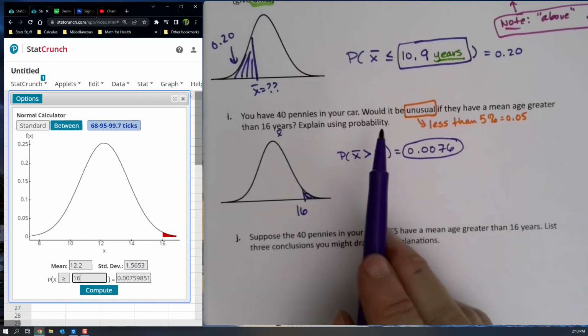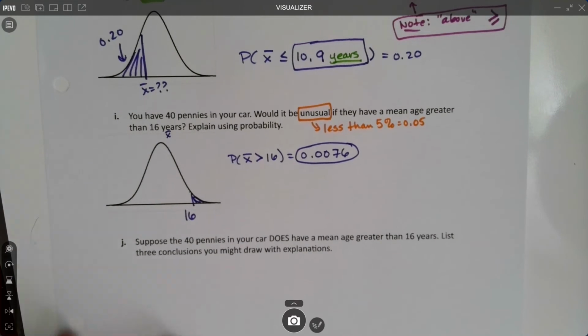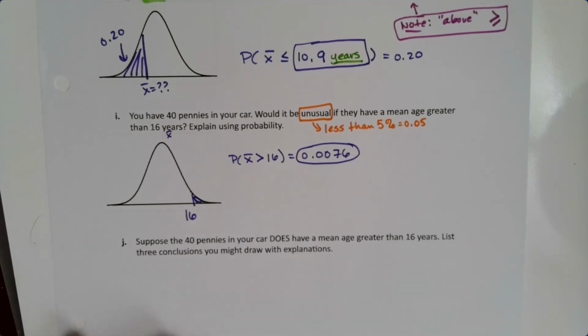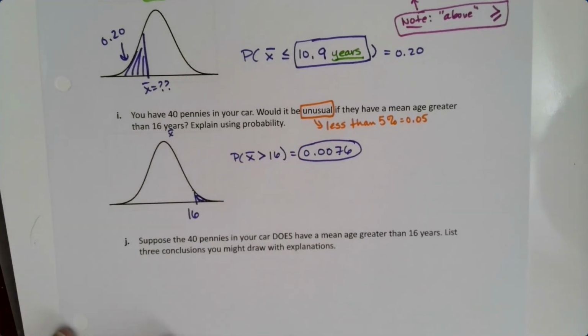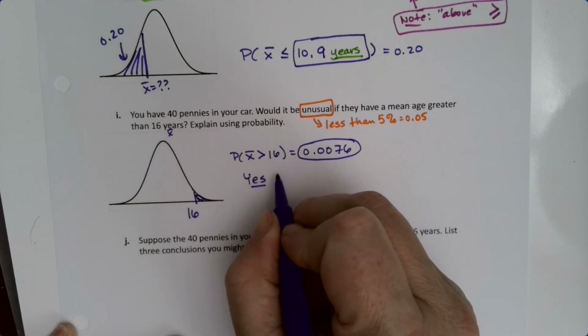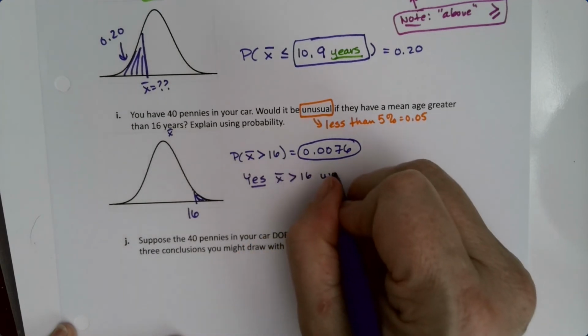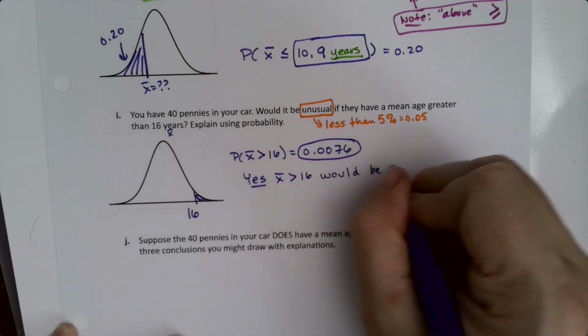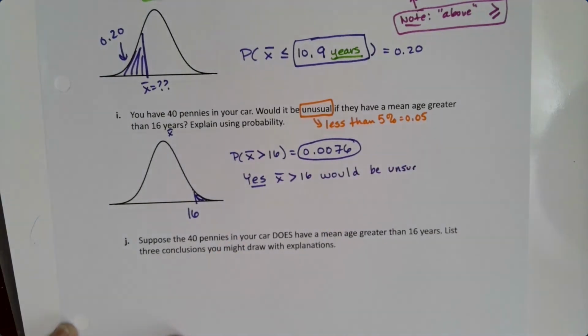Now we want to make sure we answer the question. Would it be unusual? And the answer is yes, that would be unusual. So don't forget to answer that. I can't tell you, people lose points all the time because they forget to answer. Yes, x bar greater than 16 would be unusual. Oops, I just spelled that wrong. Unusual.